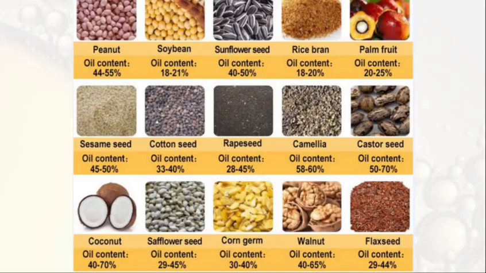Let's see the different sources of oil. In day-to-day life we use peanut oil, soybean oil, sesame seed oil, coconut oil. So what's the oil content percentage? In peanut it's 44 to 55% oil content, whereas soybean seed contains around 18 to 21% oil. If you look at coconut, a single coconut will contain around 40 to 70% oil. Even flaxseed oil, you can see it's 29 to 44%.